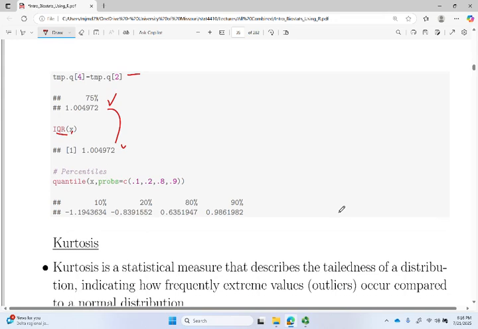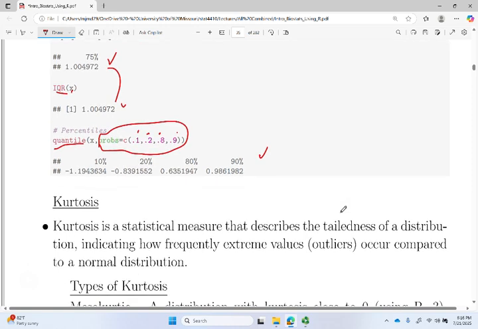Now we don't have to use the quartiles. We could tell it any percentile that we want. So we want the 10th, 20th, 80th, and 90th percentiles, and it's going to pump out those values.